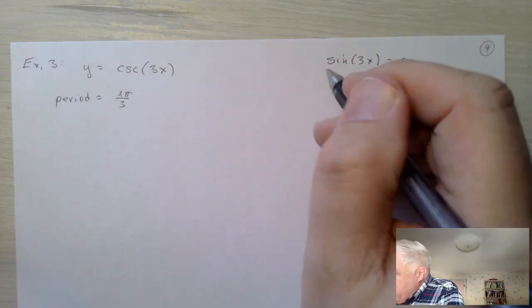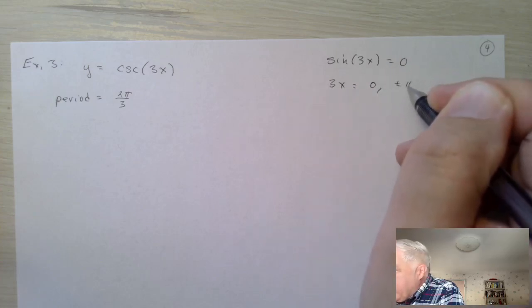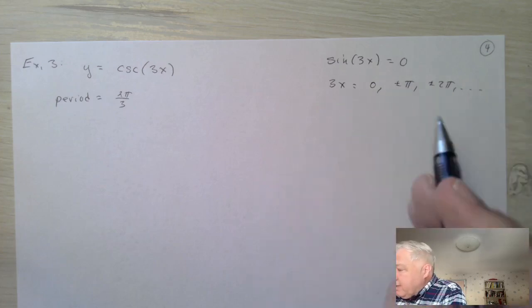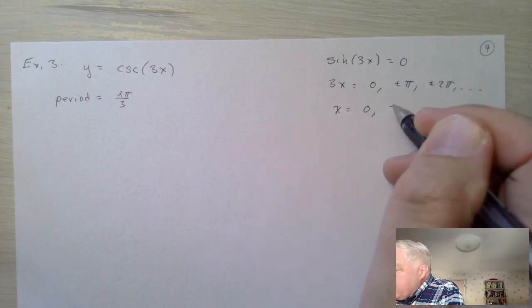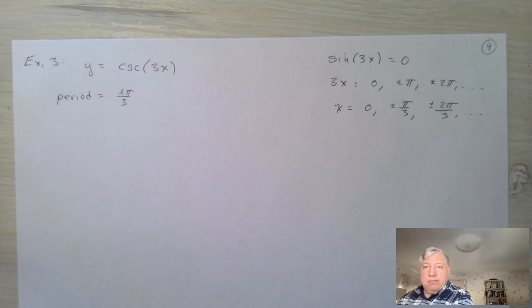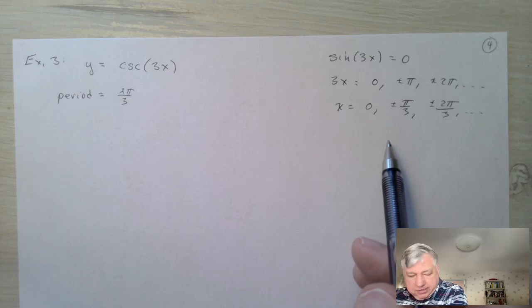Okay, so we want 3x to be 0 or plus or minus pi or plus or minus 2 pi, etc. Dividing by 3, we get x equals 0, plus or minus pi over 3, plus or minus 2 pi over 3, and so on. And that's where our asymptotes are.